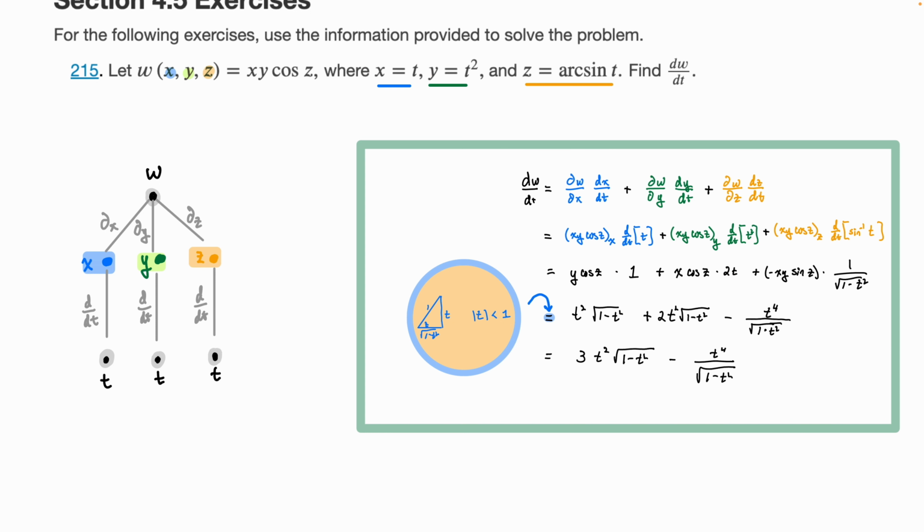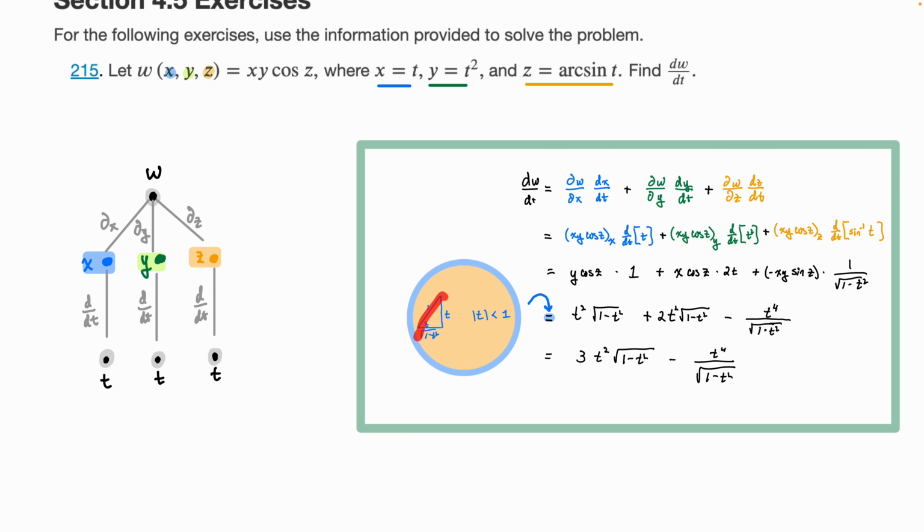Repeat. After that's done, you then want to come up with an expression for the rate of change of w with respect to single variable t. So you now, at this stage, want to go from x's, y's, and z's and translate them into just t's. So if we look at y is t squared, we swap out y for t squared. To find cosine of z, z is defined as the arc sine of t.